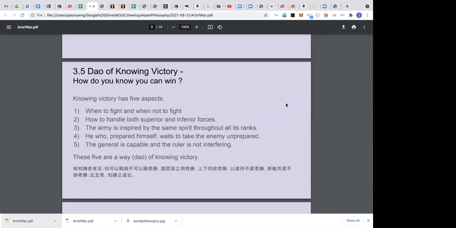And item number one here, I think, is a mantra of Chairman Mao, his famous mantra: don't fight a battle that you're not certain you're going to win. I think that is a good annotation of number one here.